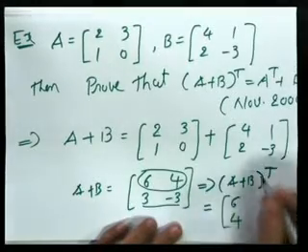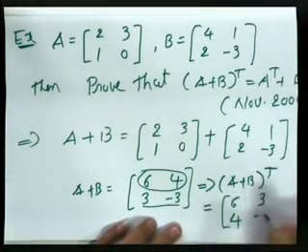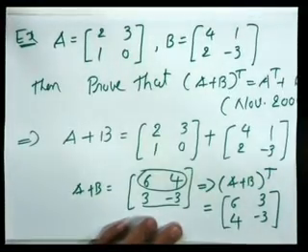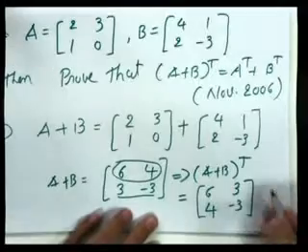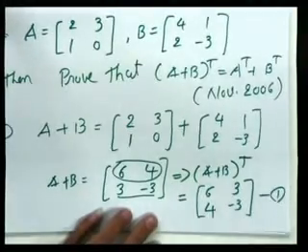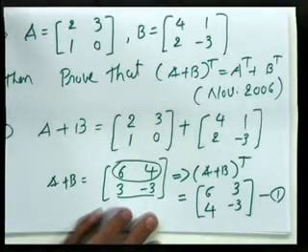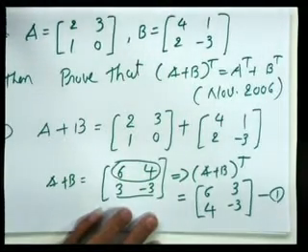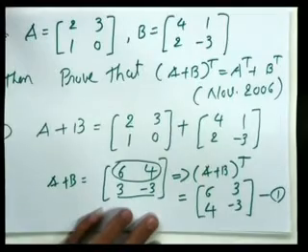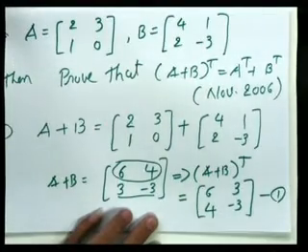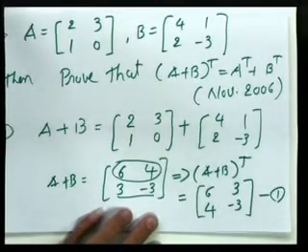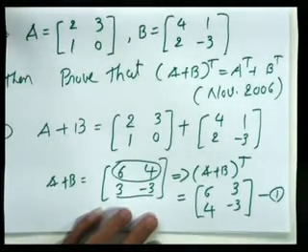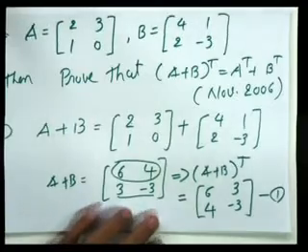3 minus 3. So here 3 minus 3, this is the transpose of A plus B, which is our first result. So note this result, which is our left hand side, the transpose of A plus B, is equal to 6 3 4 minus 3. Now we will get the right hand side, which is transpose of A plus transpose of B, and we will prove that equation number 1 is equal to equation number 2.